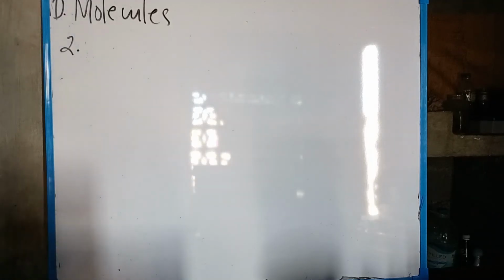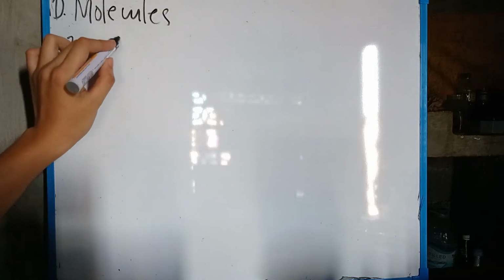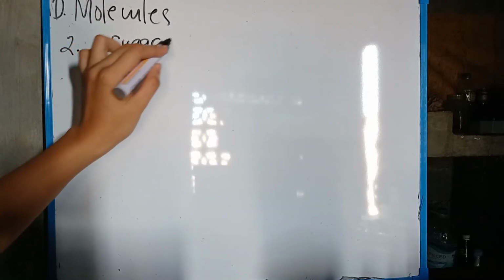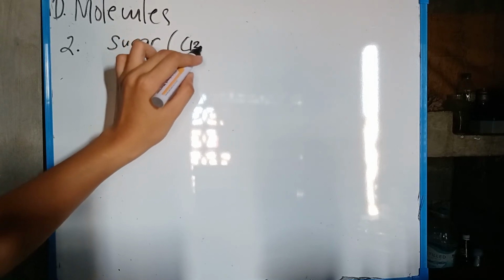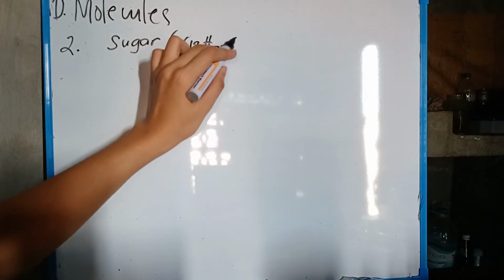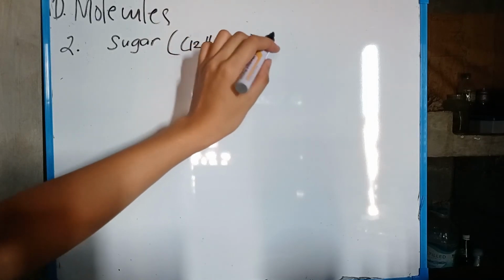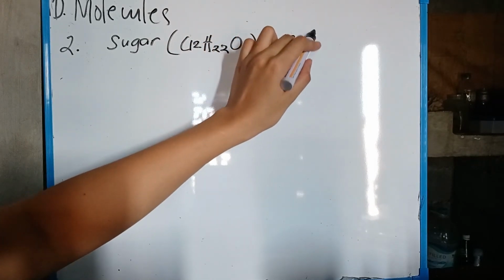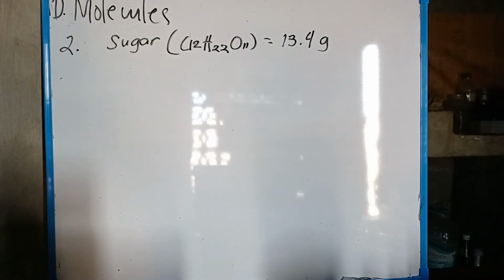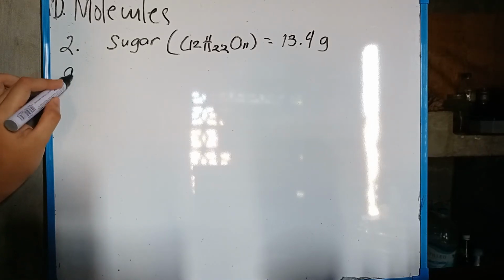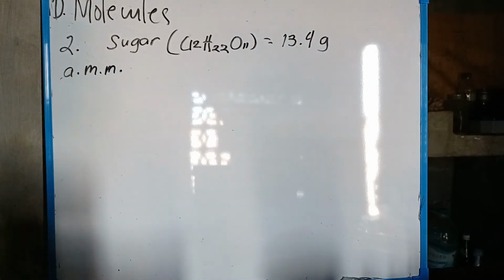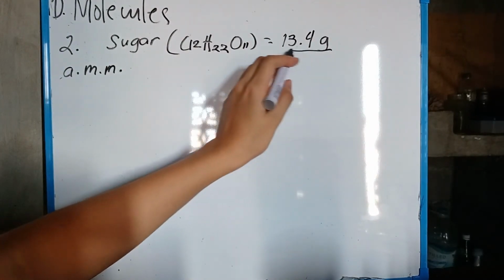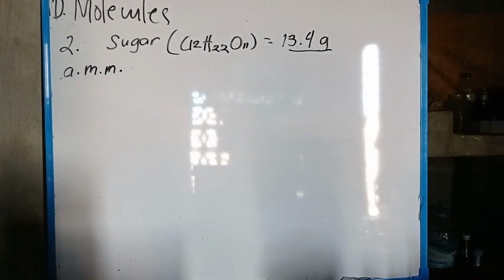For our second example, we're going to solve for the molecules of a compound which contains 13.4 grams of sugar. Our sugar is C12H22O11 that contains 13.4 grams. So we have our mass, which is 13.4 grams. First we're going to get the molar mass of the compound. Do not forget, if the given is grams, you need first to solve for the molar mass.